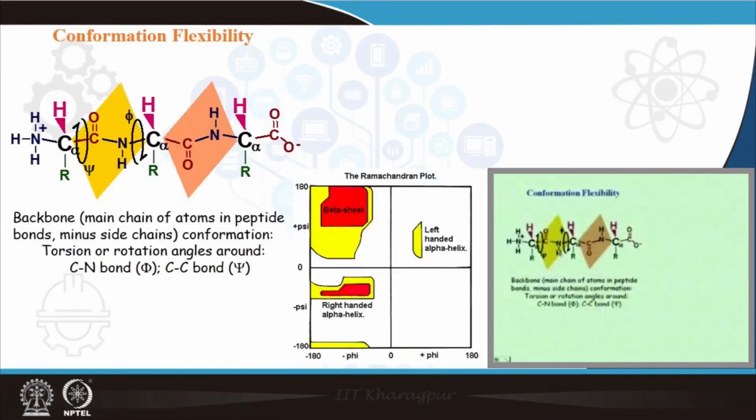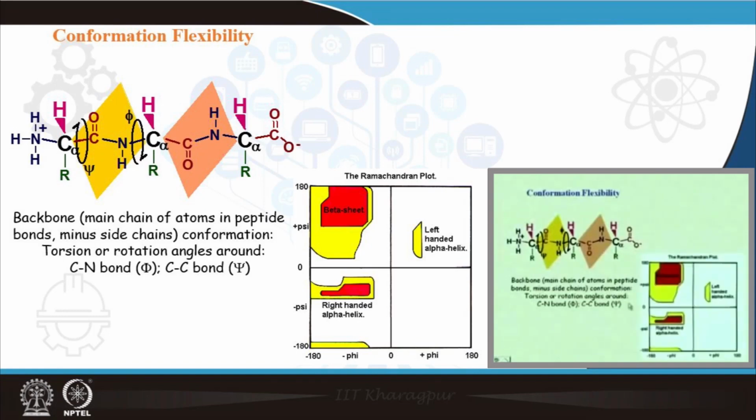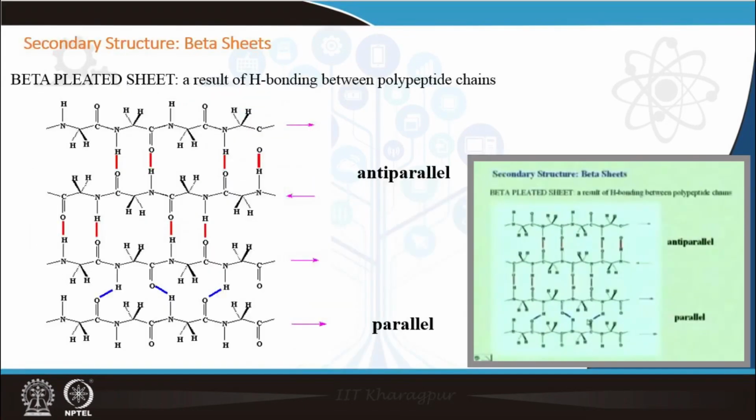So, we have our phi psi rotations, and this gives rise to what is called the Ramachandran plot, which I explained last time, where we have definite locations for the alpha helix and the beta sheet. Okay, we'll understand how these locations are restricted in their phi psi values based on the geometry that they have. This is what is called a beta sheet.